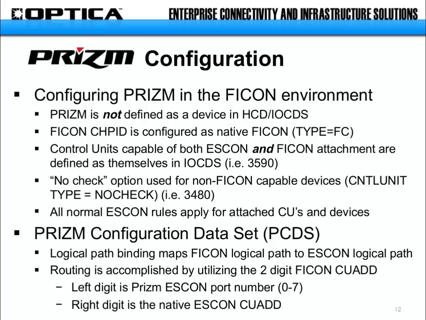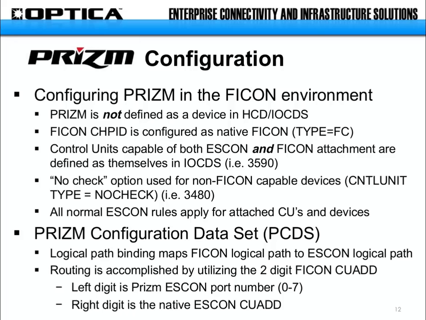On the other hand, if we're attaching a 3480 tape drive, that is not FICON capable, and therefore HCD would not like the fact that you're trying to attach it to a FICON channel. Therefore, you must code that CU as no check, okay? And that works perfectly fine.